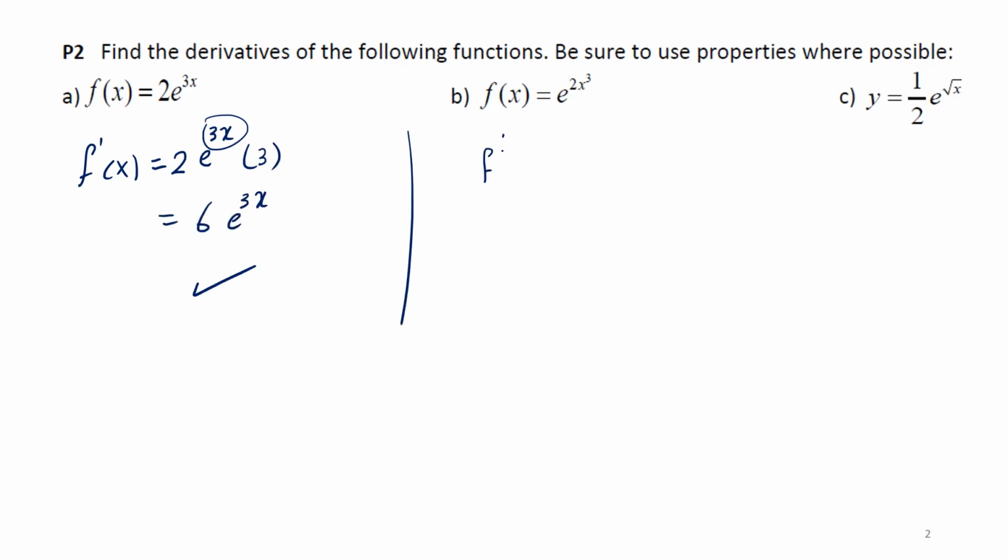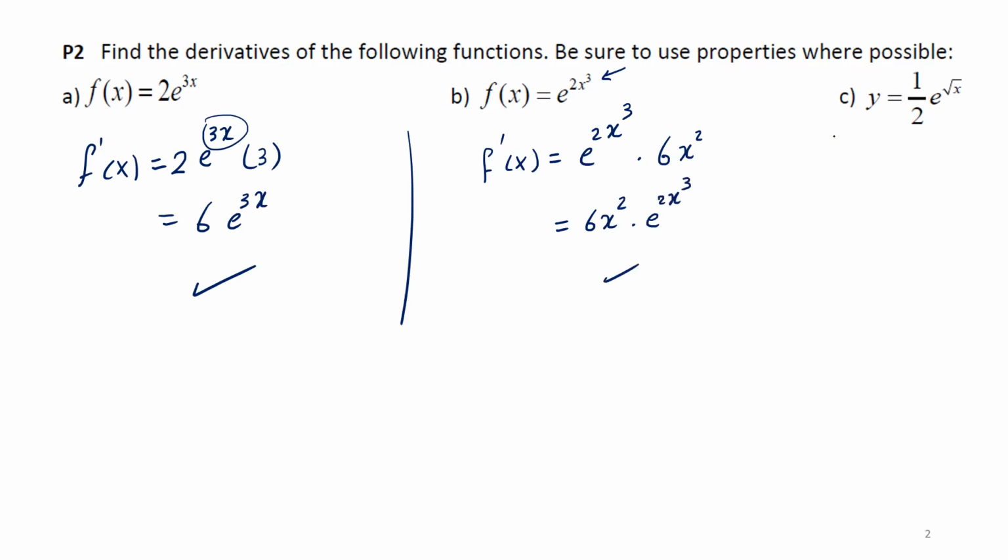This one: f prime of x is equal to the same function, e power 2x cubed, times the derivative of the power, which is 6x squared. So just rewrite your answer: 6x squared times e to the 2x cubed.